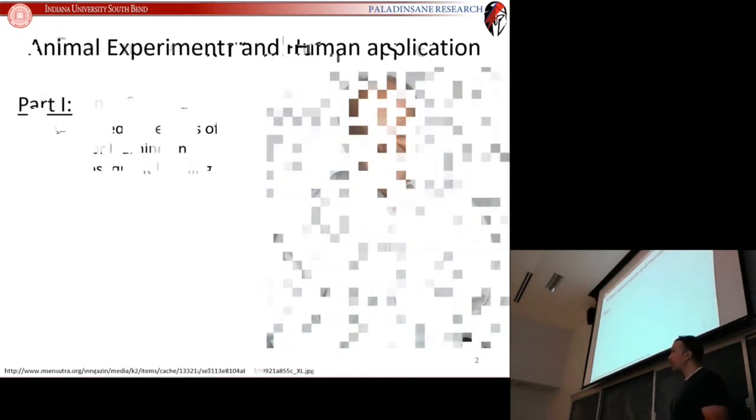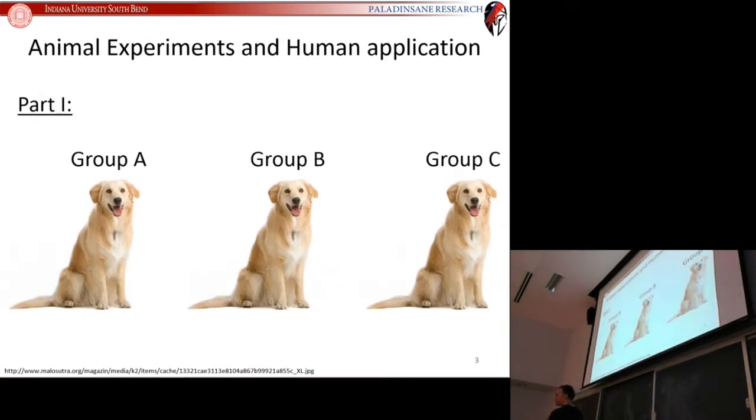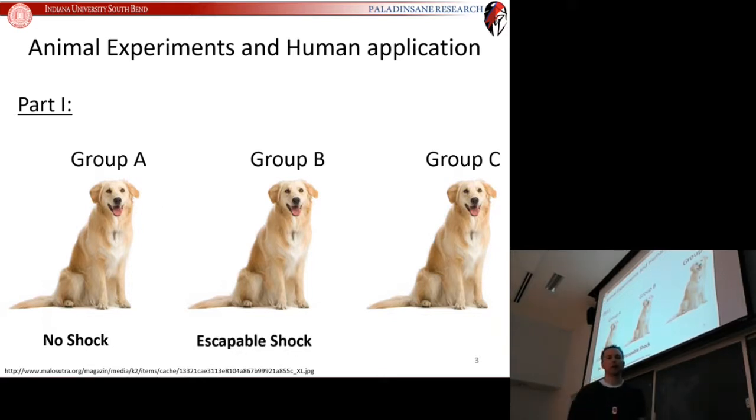So just a super brief recap, if you recall, in part 1, there were 3 groups of dogs that would be placed in rooms, and they had different contingencies in terms of their shock. So they had one group that received no shock, they had another group that had escapable shock, they could press their nose against the panel to turn off a shock. And then you had a third group that had inescapable shock, their panel did nothing, there was nothing in that room that would allow them to escape the shock.